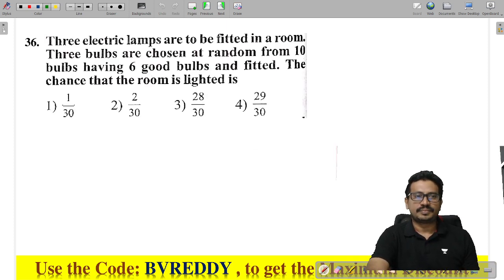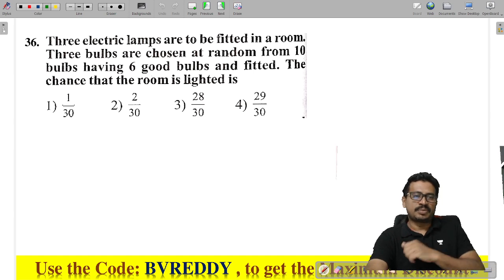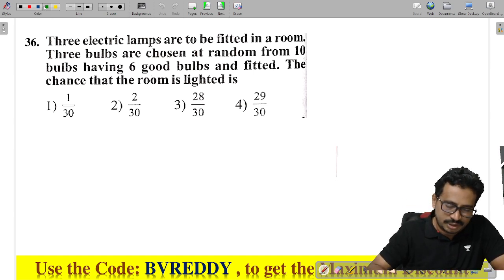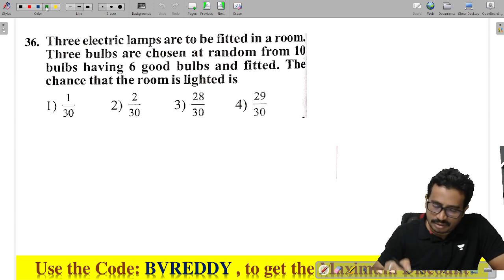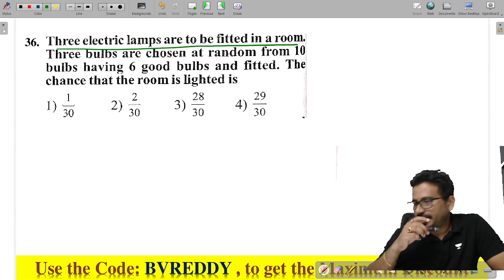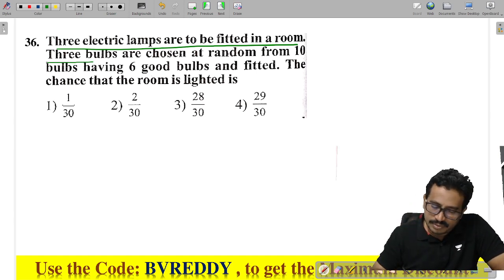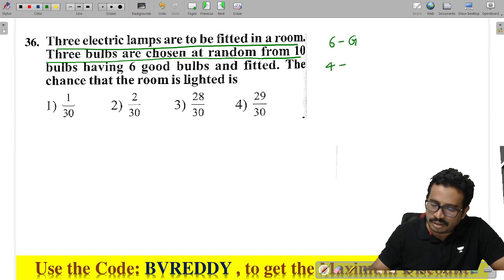Next problem. We have completed the linear algebra problems. Let's move to the probability problems. See this problem here. 3 electric lamps are to be fitted in a room. 3 bulbs are chosen at random from 10 bulbs. Totally 10 bulbs are there. In these, 6 are good, and that means 4 are bad, defective.